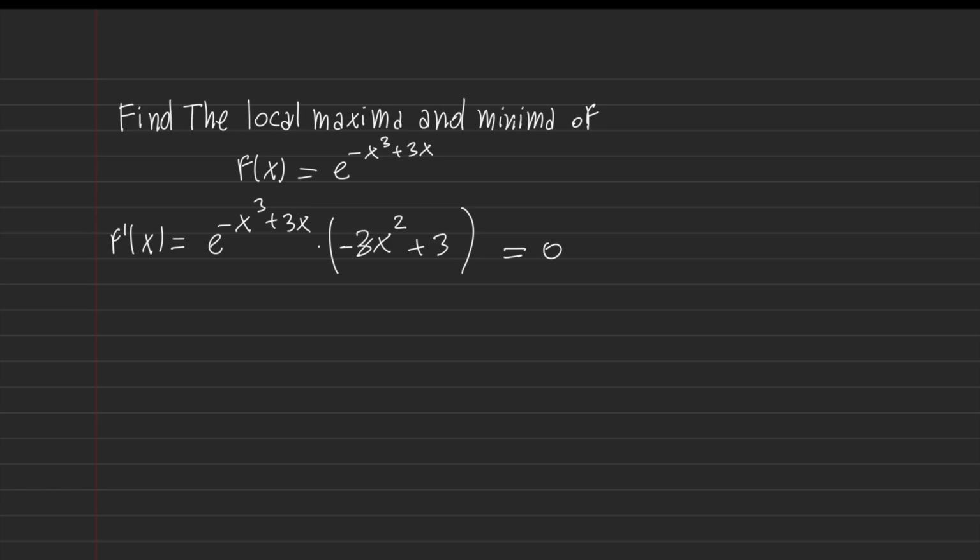Now, an important bit of information. This exponential here is always bigger than 0, so it can never be 0. So it cannot contribute in any way to the critical points.